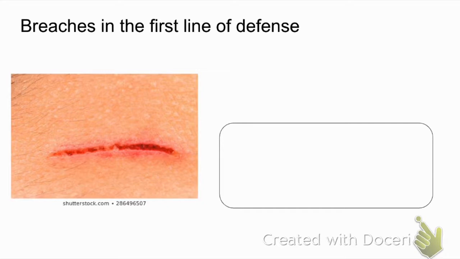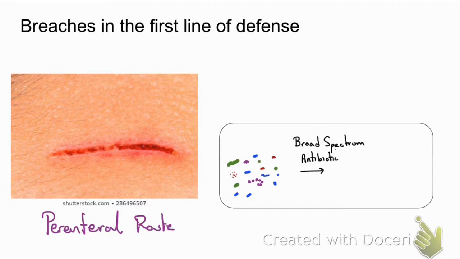Now, obviously, there are times when these first lines of defense are breached. For example, a scrape or a cut can lead to entry of microorganisms underneath the skin, and this is known as the parenteral route of entry. Similarly, removal of microorganisms with broad-spectrum antibiotics can reduce diversity and create free space and an abundance of nutrients that allow for potential pathogens to colonize. These opportunistic infections may end up being the cause of superinfections.